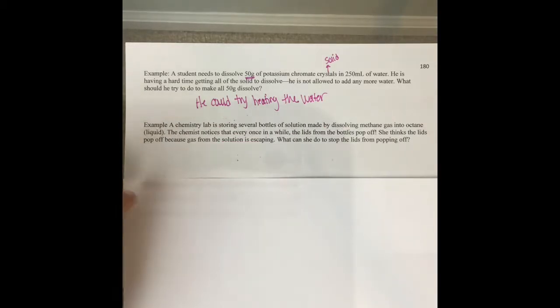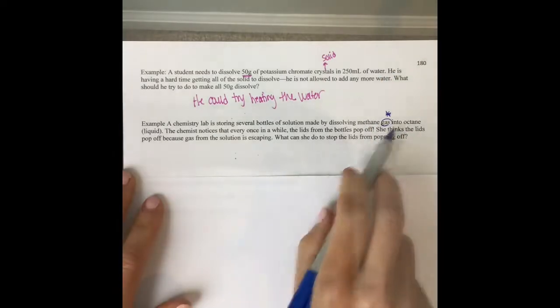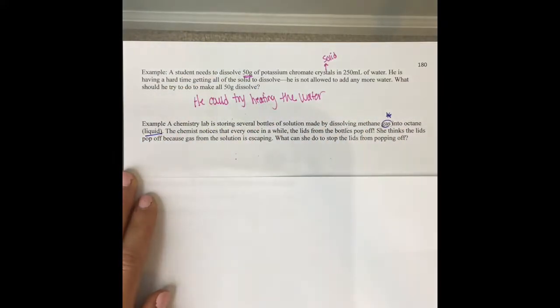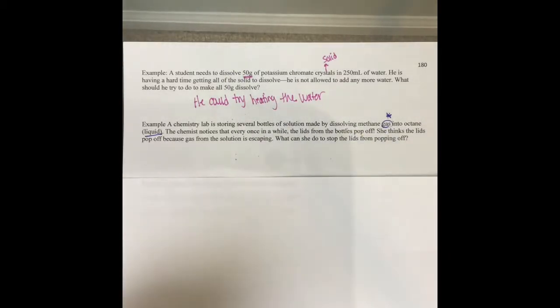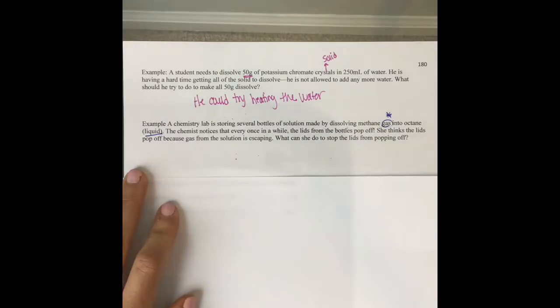Okay, next one. A chemistry lab is storing several bottles of solution made by dissolving methane gas into octane liquid. So we have a gas trying to be dissolved in a liquid. The chemist noticed that every once in a while the lids from the bottles pop off. She thinks the lids pop off because the gas is escaping from the solution, a lot like our pop bottle. What can she do to stop the lids from popping off? I'd like you to think about this, write a thoughtful answer, and then come back and check.